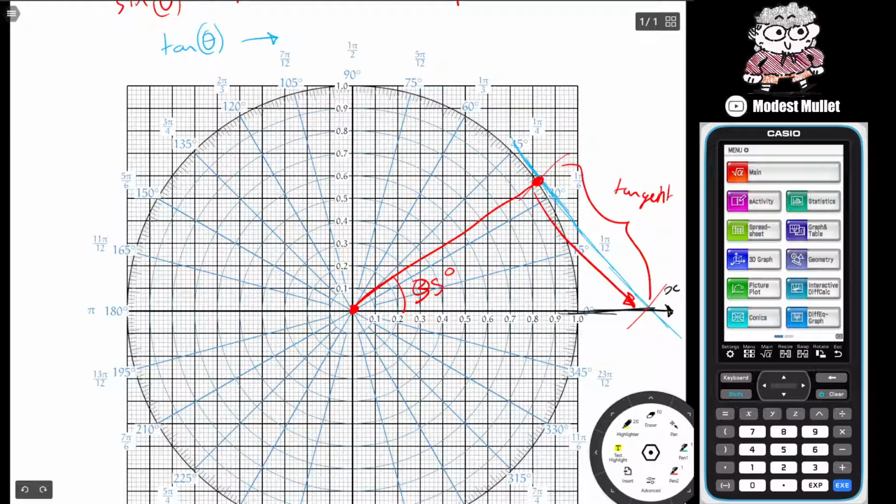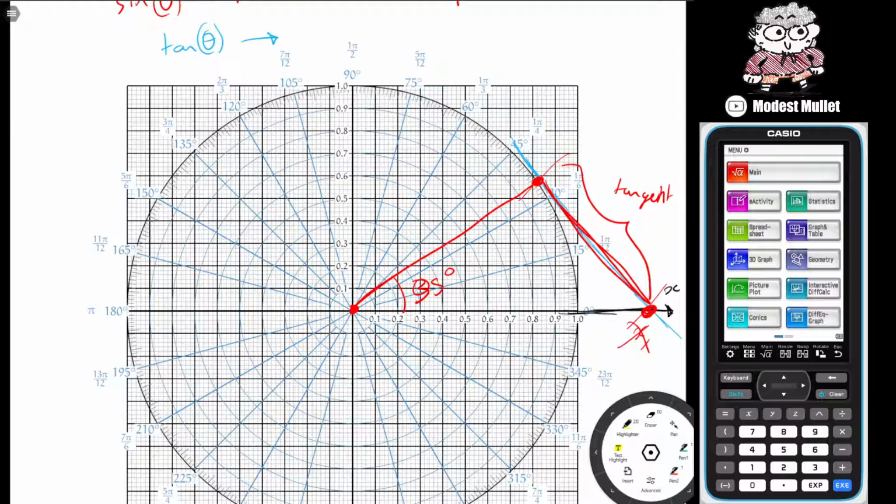But it's not reading the x-coordinate. It's not reading that x-coordinate there. That is not what it is. It is actually measuring how long that line is between the dot and the x-axis. There we go. So that's how tangent is defined.